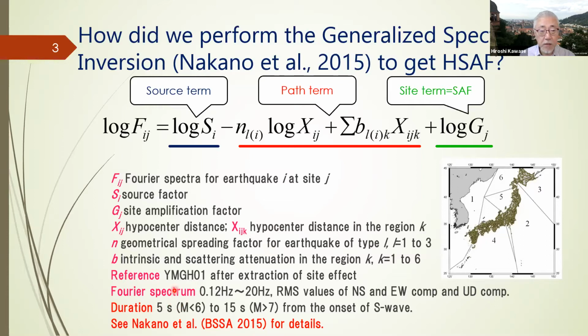Our important point is that we use the reference site YMGH01 after the extraction of the site effect, although this site has a rock outcrop with a shear velocity higher than 1 km/s. So our site effect is relative to the seismological bedrock. Also, our analysis here is focused on the S-wave portion with relatively short duration.